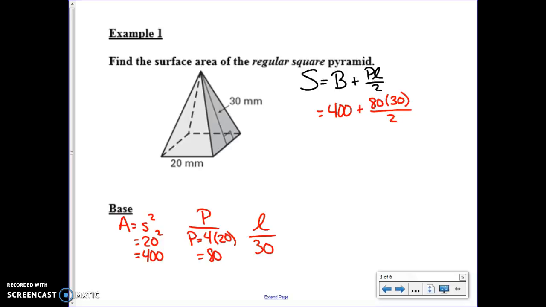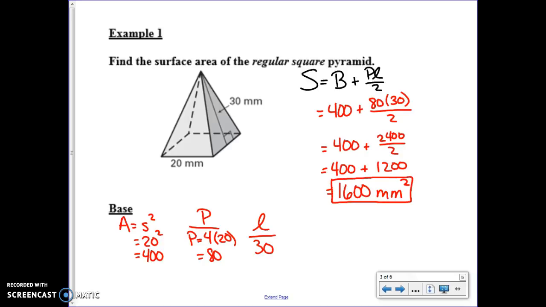So 80 times 30 is 2,400. So I get 400 plus 2,400 over 2. Make sure to do that 2,400 over 2 before you add to the 400. So 1,200. So then I get 1,600, and my label here is millimeters. So millimeters squared would be my answer. So I'm going to box that one in.